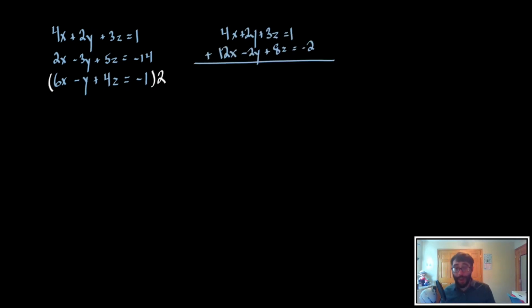All right, so I went ahead and multiplied the second equation through by 2, and I'm just going to double check to make sure I did it right, because like I said, it sucks when you make a little mistake in these. So 12x, -2y, 8z, -2. Yep, everything looks right, and I went ahead and rewrote the first equation just to stay organized. And now when I add these together, I'm going to get 16x, the y's cancel like I wanted them to, plus 11z is equal to -1, okay?